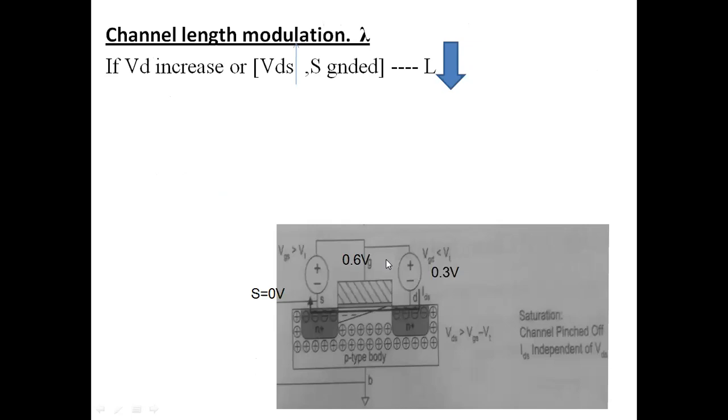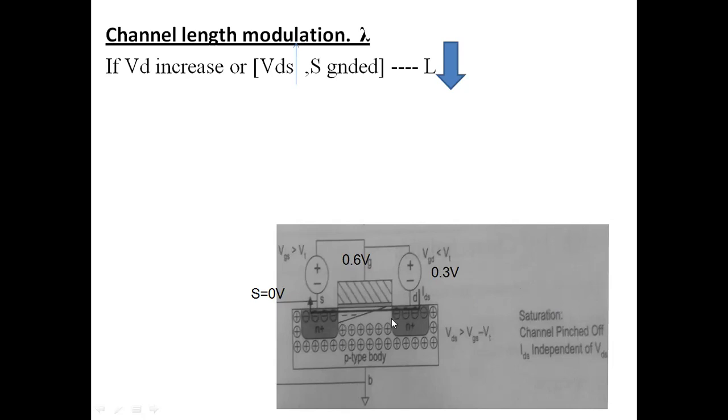Okay, so the next non-ideal effect is the channel length modulation, which we represent using the symbol called lambda. So we have channel length modulation as the next non-ideal effect. Okay, and this figure is well known to you, in the saturation region. So we have the effect of this reduction in the channel length. Like earlier we had this much as the channel length.